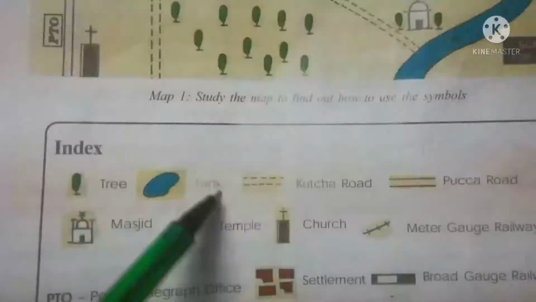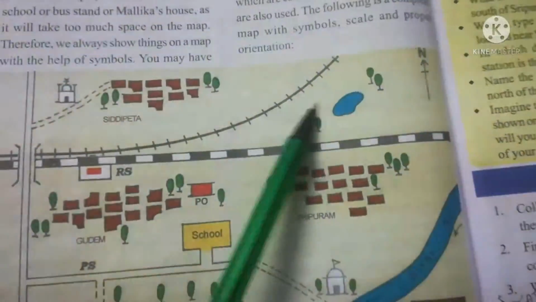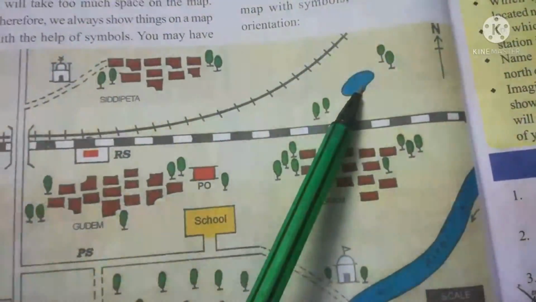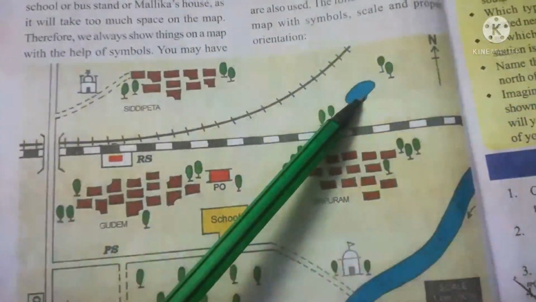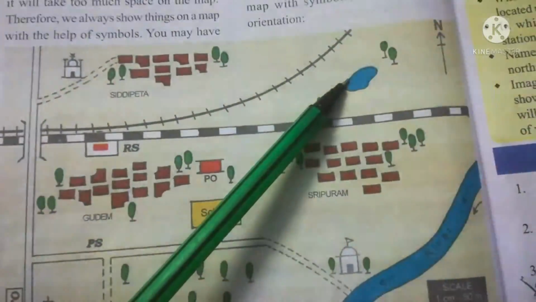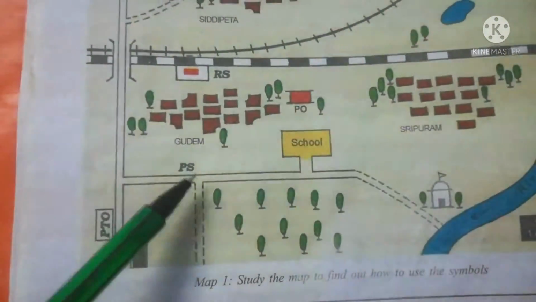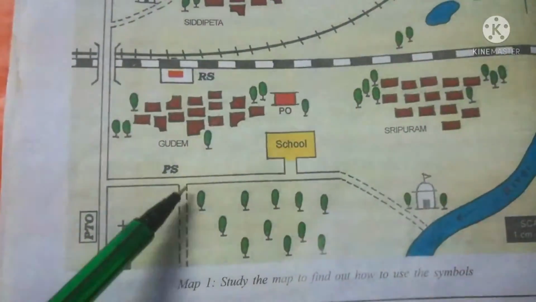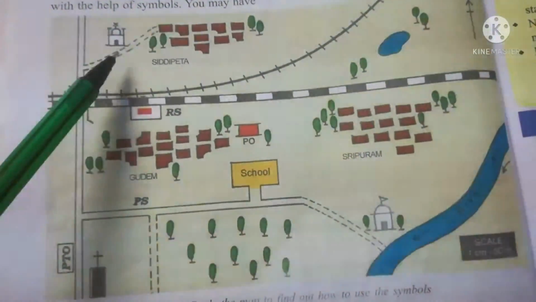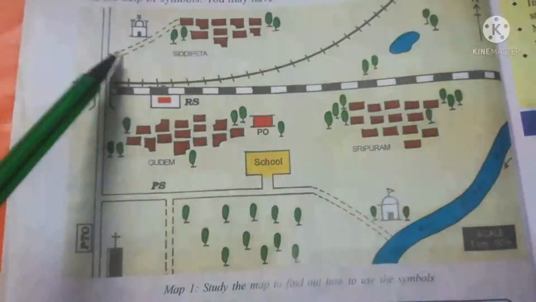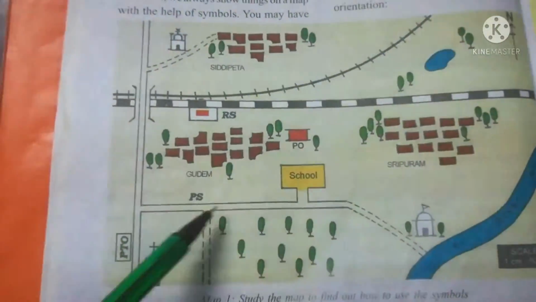Next, this sky blue pond. Here you can see a sky blue pond. This shows that a tank is present. We use this symbol to describe a tank. And these discontinued lines show that this road is a Kacha road. And these continuous lines describe that this road is a Pakka road.